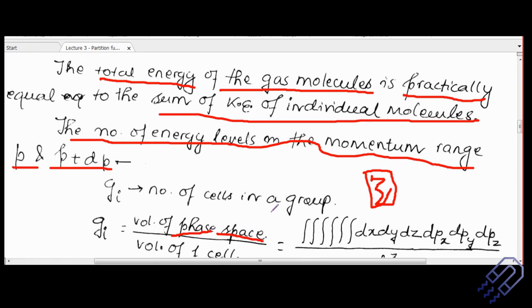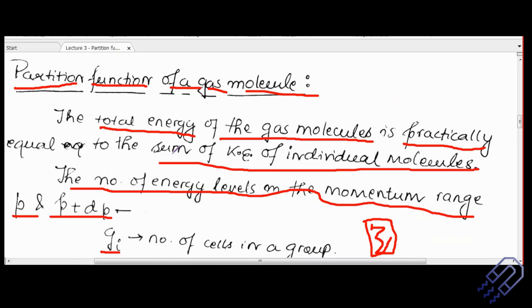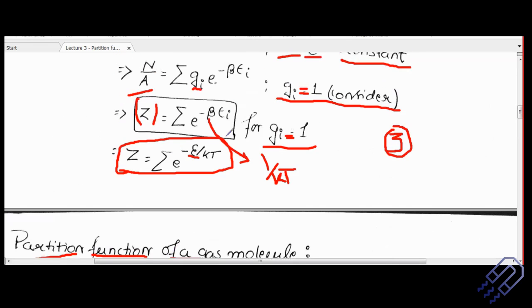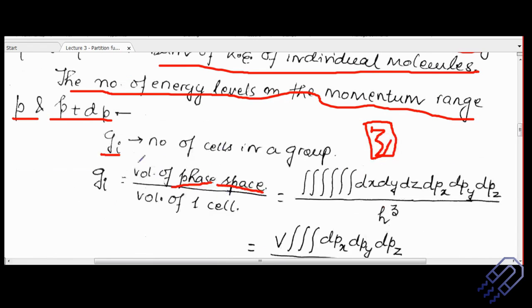We call it phase space, okay. So this is very important. So we'll make just one assumption here, a very simple assumption, that gi, okay. So you can see here we do have gi. In this case we took just one, but let's take the case of gi now. gi is the number of cells in a group, okay.